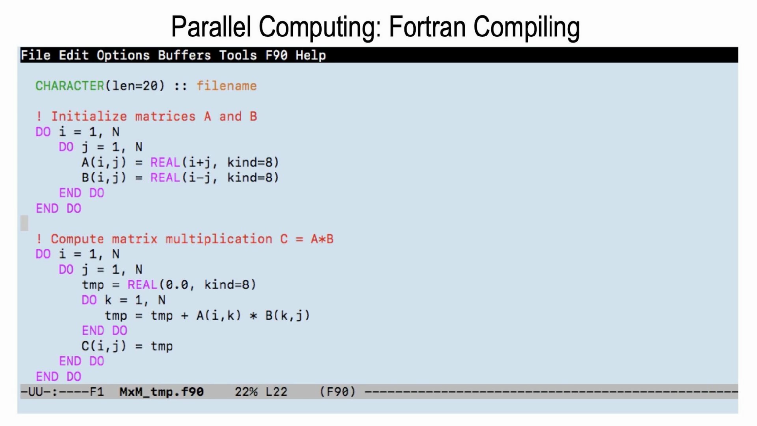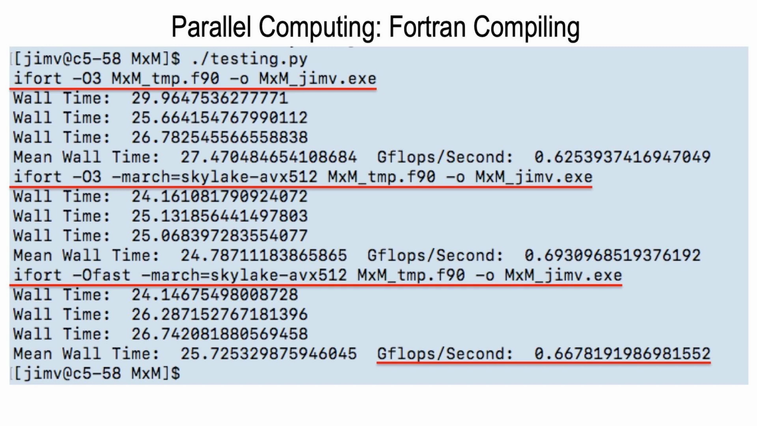Now, let's recall the structure of the loops in our Fortran program. The triple-nested loop is where the majority of the computation takes place. Executing the Python script testing on the compute node involves compiling with the ifort compiler, executing the executable 3 times to measure wall time, then calculating the mean wall time and performance measurement in gigaflops per second.